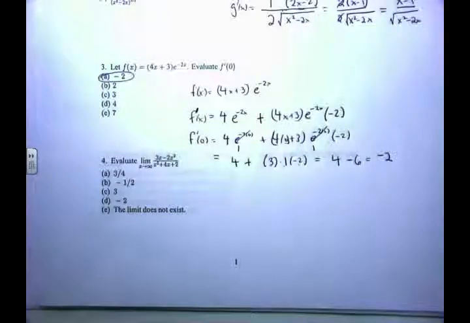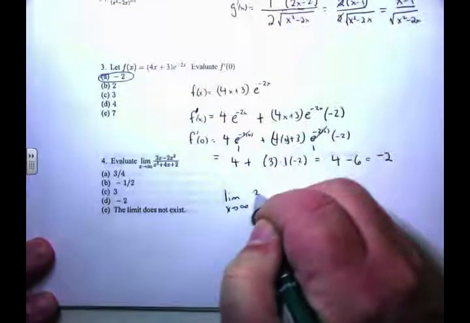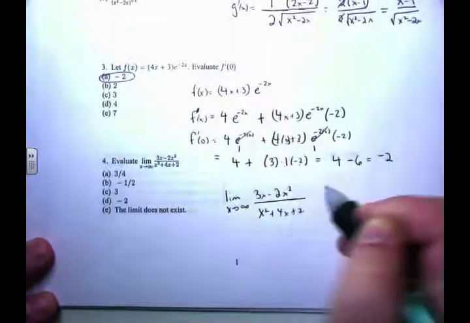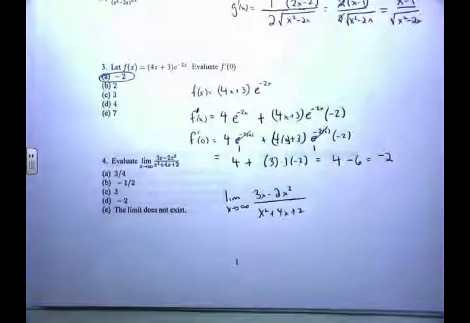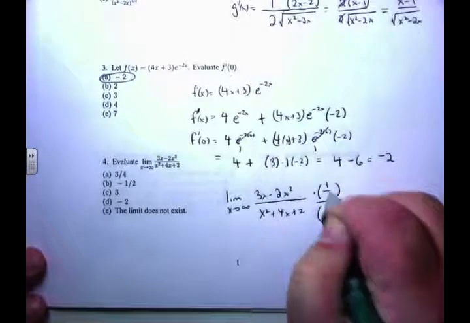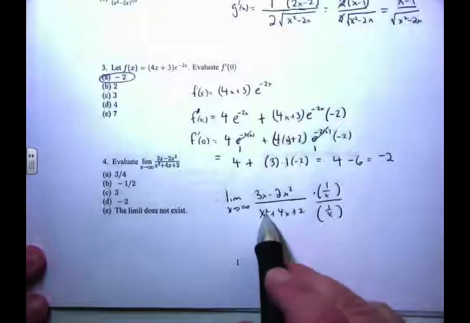But I want to show the work in case this was on the free response part of the test, just to show you what we're looking for in terms of showing your work on this one. This will be the limit as x approaches infinity of 3x minus 2x squared divided by x squared plus 4x plus 2. Now, showing your work on this problem, we're trying to use that property that the limit as x approaches infinity of 1 over x to a power is 1 over infinity, which goes to 0. So the trick is you multiply the numerator and the denominator by 1 over x to the degree of the denominator. What is the degree of the denominator? 2.